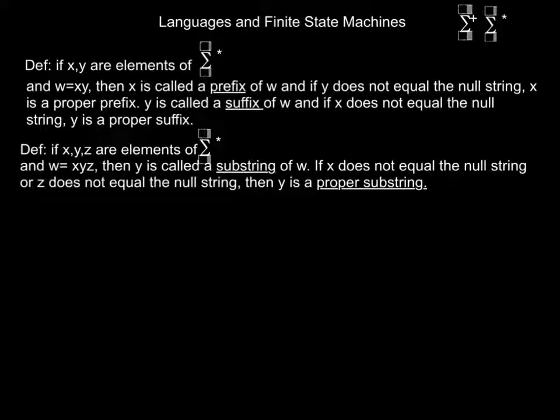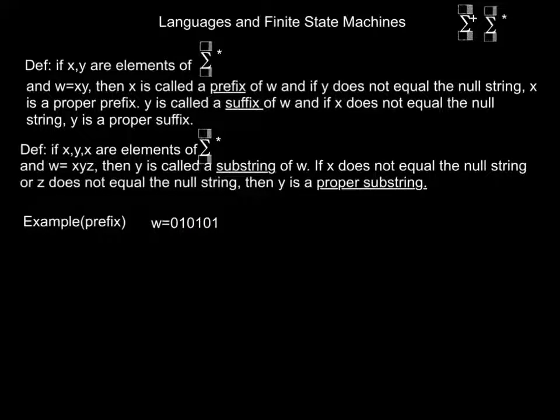If x, y, and z are elements of this sigma star, and w is equal to x concatenated with y concatenated with z, then y is called a substring of w. If x does not equal the null string, or z does not equal the null string, then y is a proper substring.